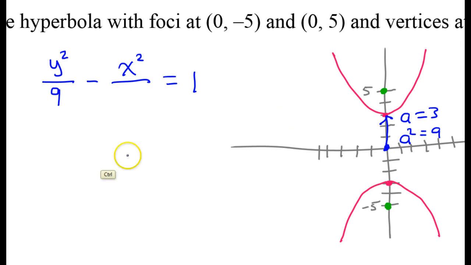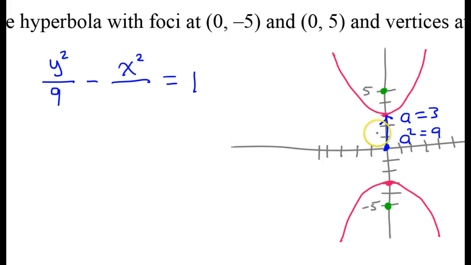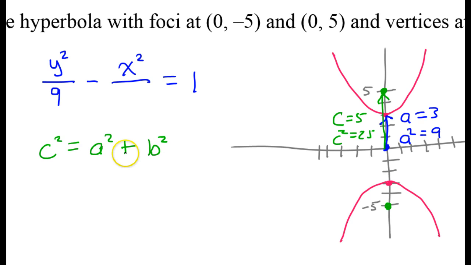So look, we have a and we also have c. Since the c value is the distance from the center to a focus, okay, this is my c value. C is 5. C squared is 25. So remember the equation relating a, b, and c. For hyperbolas, c squared is equal to a squared plus b squared. Not minus like it is for ellipses.